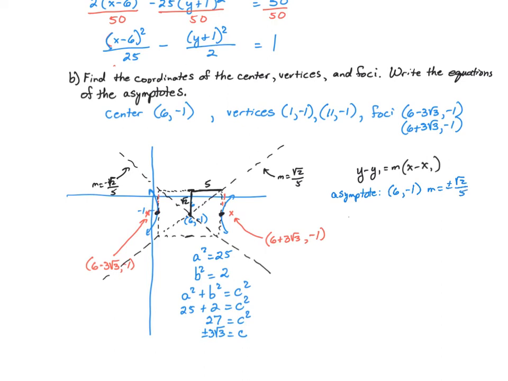So here we go. y minus negative 1 equals the square root of 2 over 5 times x minus 6. There's one asymptote. And we have y plus 1 equals negative square root of 2 over 5 times x minus 6. And that's our other asymptote. This was just the information that we were using to find these asymptotes. Here are our asymptotes. Now, I'm going to leave them in point slope form. If you needed them in another form, you could distribute and make them look different.